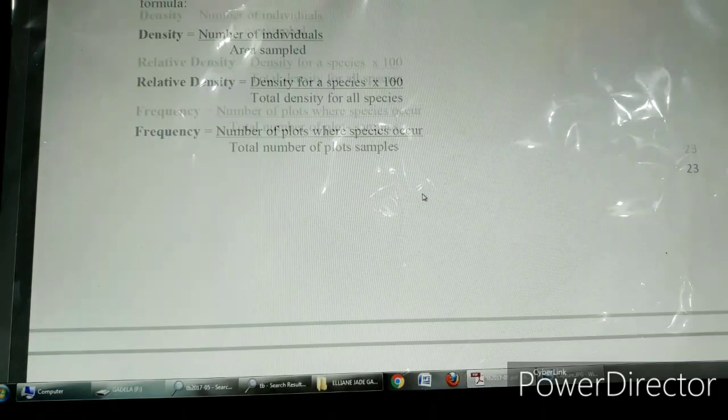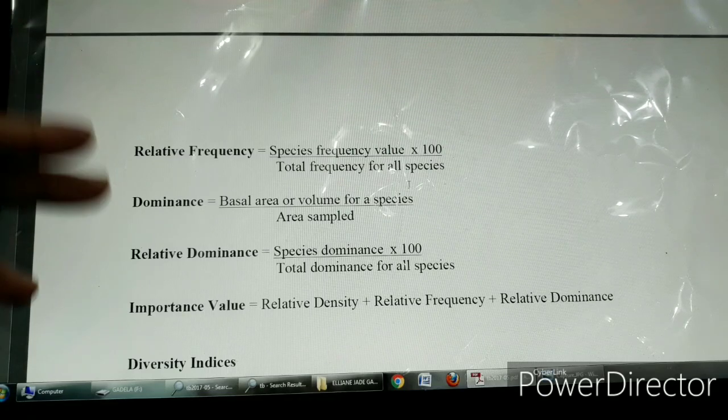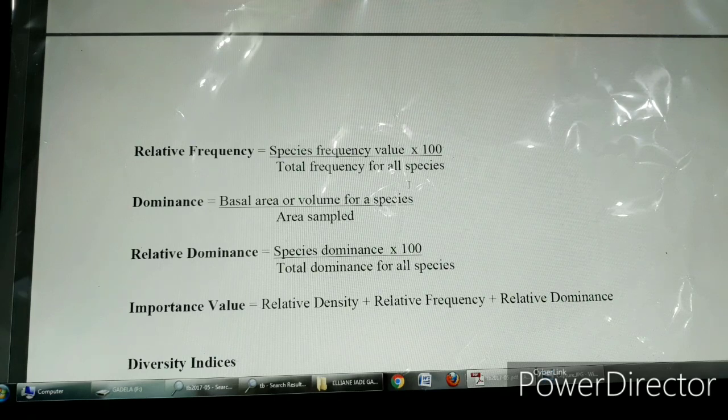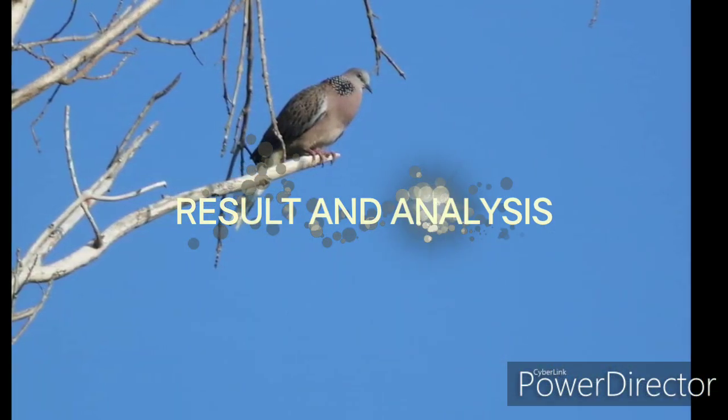So lastly, the relative frequency is equal to species frequency value over the total frequency for all species times 100. And then for the dominance, the basal area or volume for a species over the area sampled. Then for the relative dominance, it is equal to species dominance over the total dominance for all species times 100. And then for the importance value, it is equal to the relative density plus the relative frequency plus the relative dominance. And these are the results.